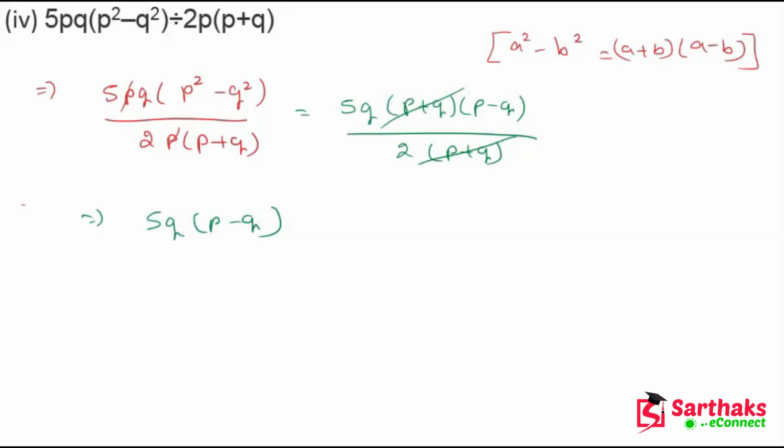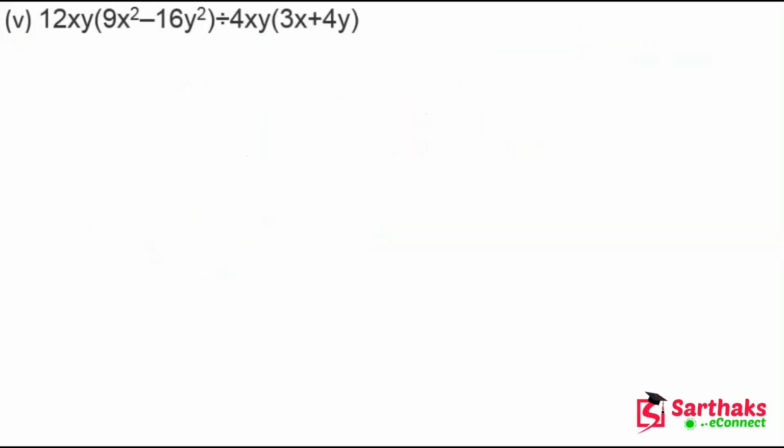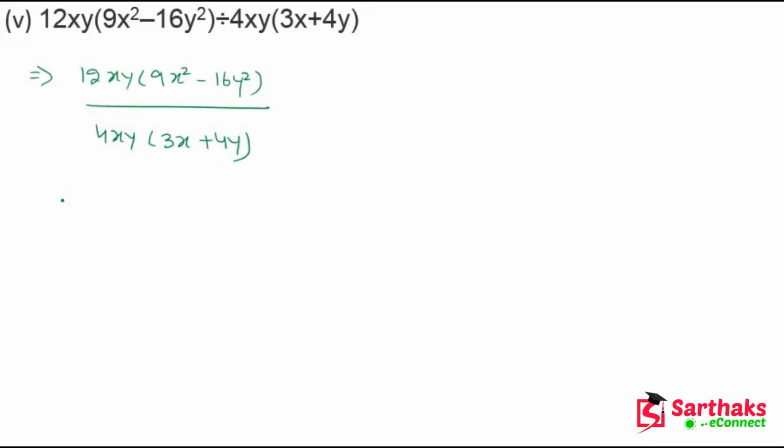And in the denominator, 2 is left. Yes, 2 is left. So this is the answer of this part. Now the next question is 12xy into 9x square minus 16y square, divided by 4xy into 3x plus 4y.